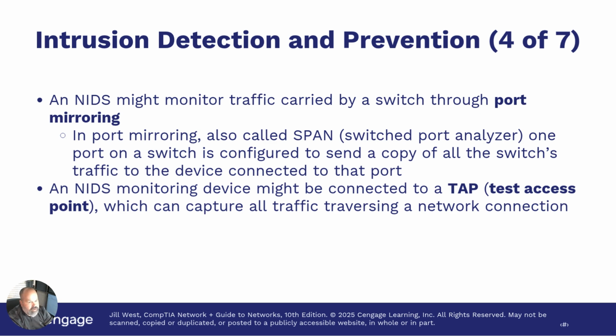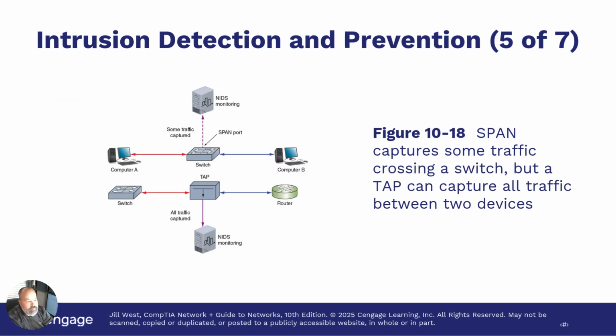To monitor network traffic, NIDS can use port mirroring, also called SPAN, where one port copies all the switch's traffic. It's like having a security camera that sees everything happening in the building. Or you can use a TAP, which is test access point, which captures all traffic between two devices. Nothing escapes the tap. It's like having a wiretap, but legal and for your own network.